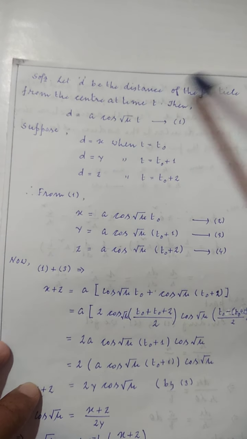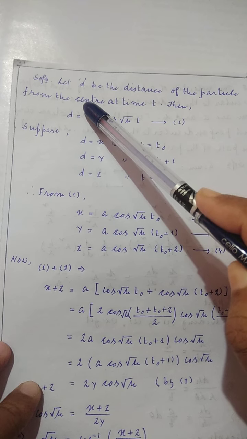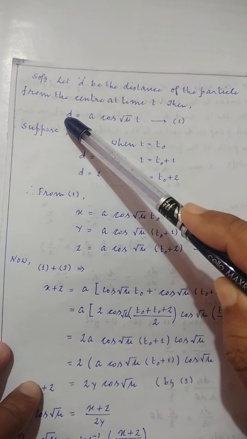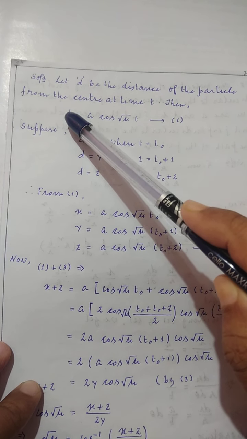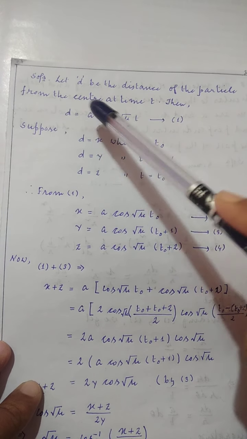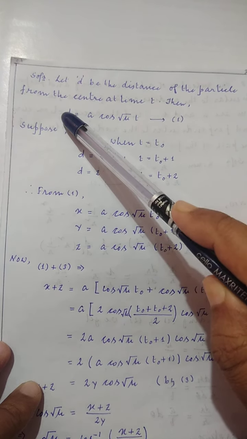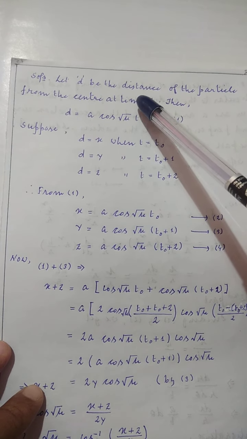Let d be the distance of the particle from the center, the middle point, at time t. Then we know the expression for the displacement: x is equal to a cos root over mu t. So in place of x we can write d is equal to a cos root over mu t.